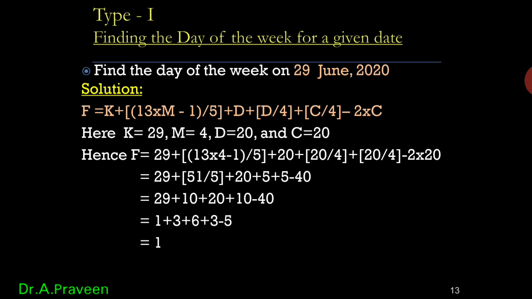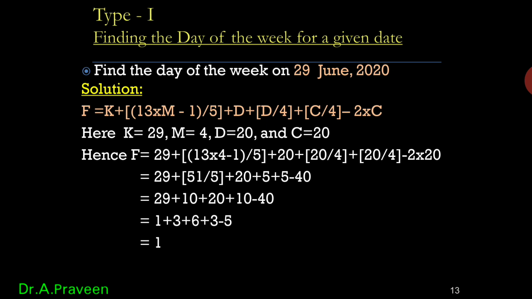Or you can do it in this way. You can straight away take the expression 29 plus 10 plus 20 plus 10 minus 40. 29 plus 10 is 39. 39 plus 20 is 59. 59 plus 10 is 69. 69 minus 40 is 29. Dividing 29 by 7, 4 times 7 is 28 and the remainder is 1.